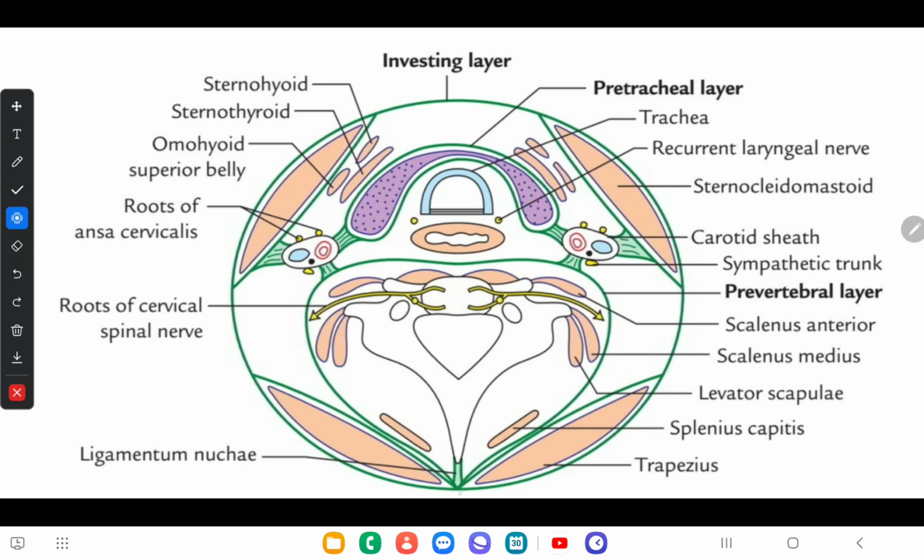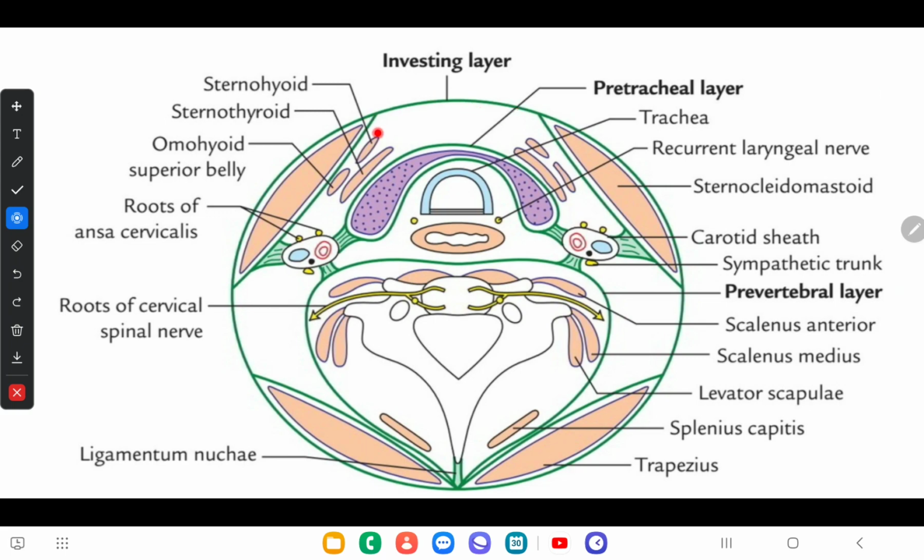You can see the course of the investing layer. Here is the ligamentum nuchae. Then it goes like this. First, it splits to enclose the trapezius muscle here. You can see the trapezius muscle on either side. Then after it encloses, it goes as a single layer. Then again, at the posterior border of the sternocleidomastoid muscle, the fascia splits into two and encloses the sternocleidomastoid muscle. You can see very nicely here. And then at the anterior border, again, it goes as a single layer.